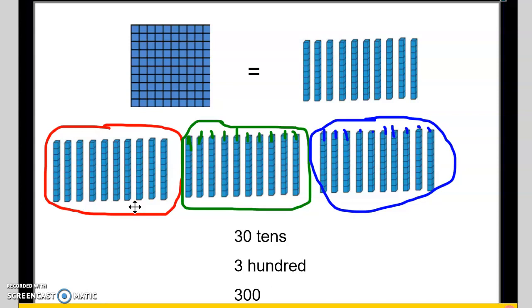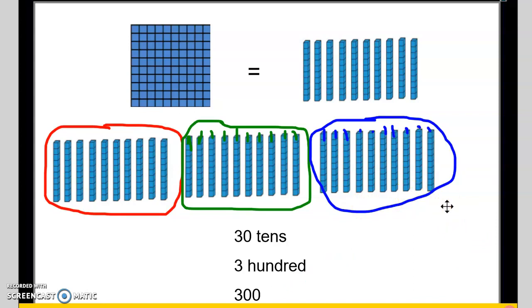So how do you know that there are 300s? Because there are 3 groups of 10 tens. So what number is 3 groups of 10 tens? Well, that's 300. And so we write it just like we have here with a 3 and 2 zeros at the end.